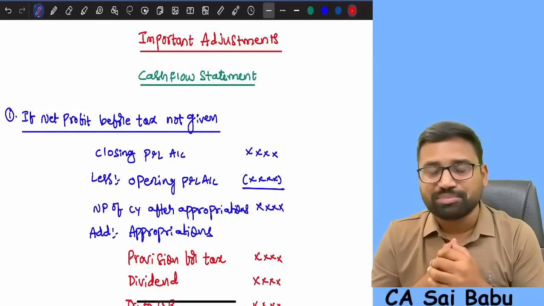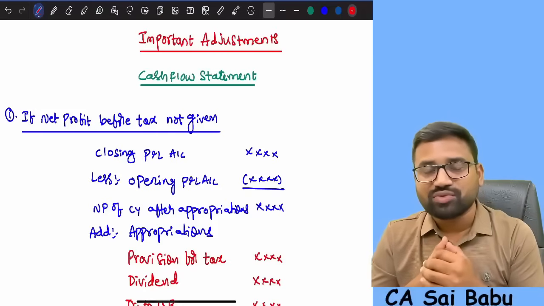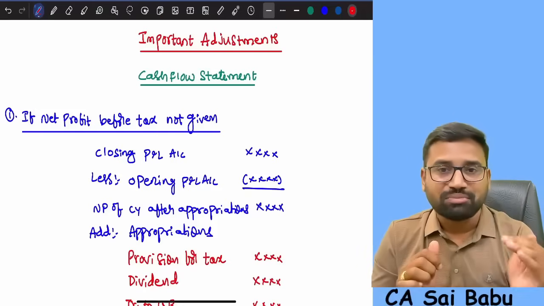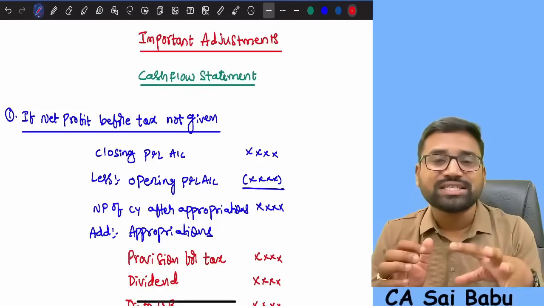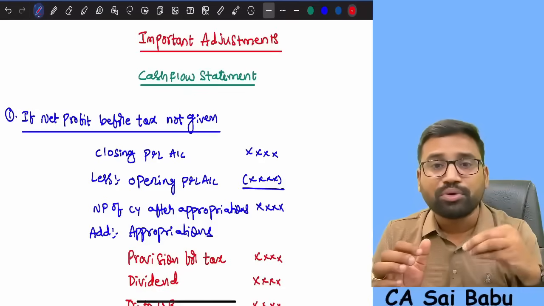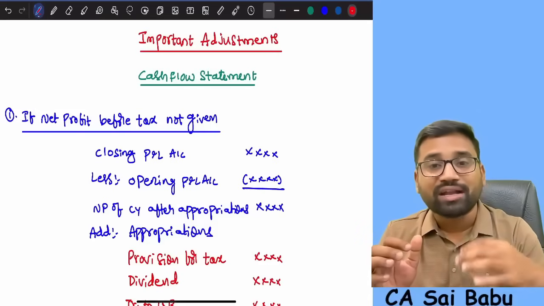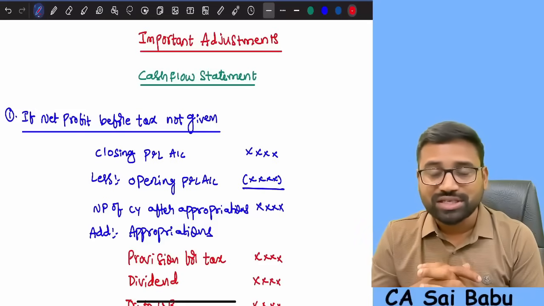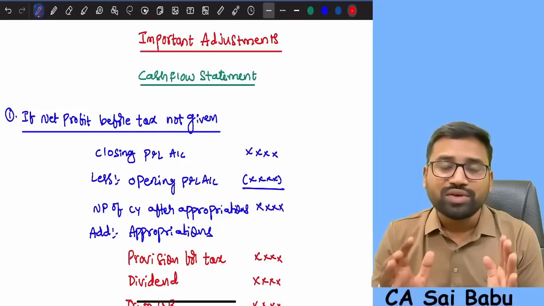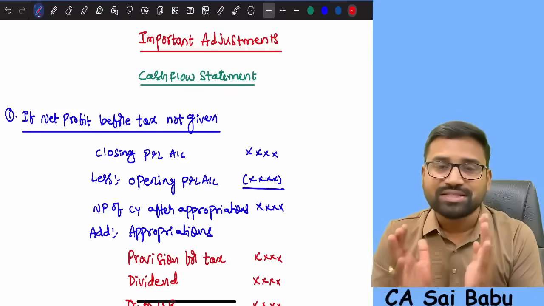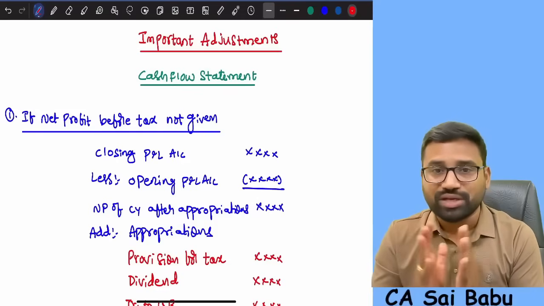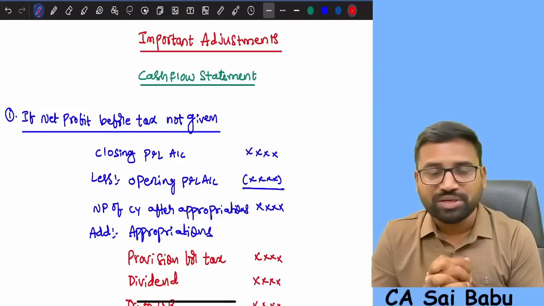I selected 6 chapters: financial statements, cash flow statement, amalgamation, consolidation, buyback, internal reconstruction. Within these chapters, I selected a few important adjustments according to my personal point of view. I picked them up and I try to explain them through this lecture. The main motive is to help the students revise these concepts quickly before examinations. With that intention only this video has been prepared.